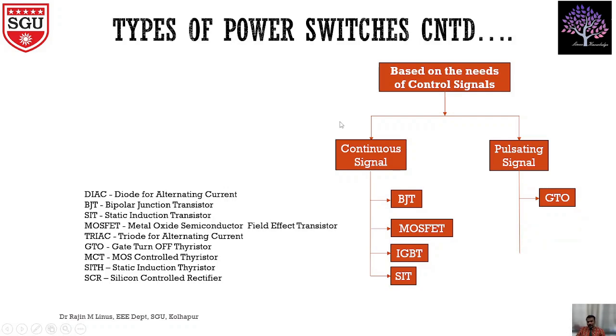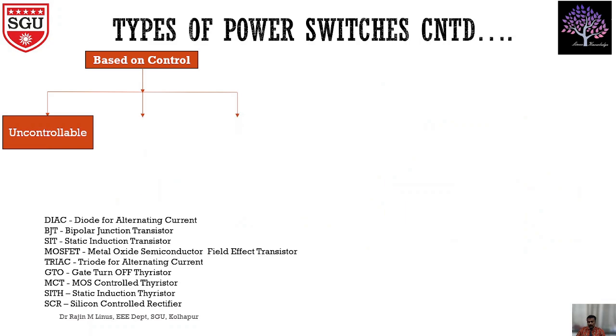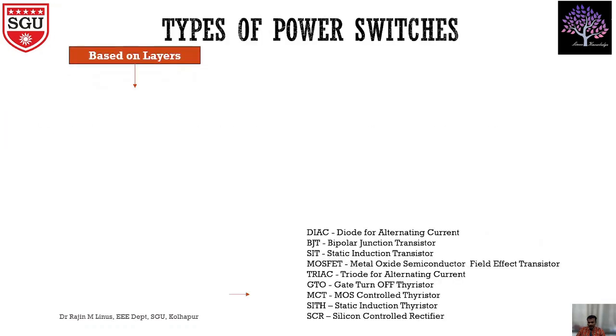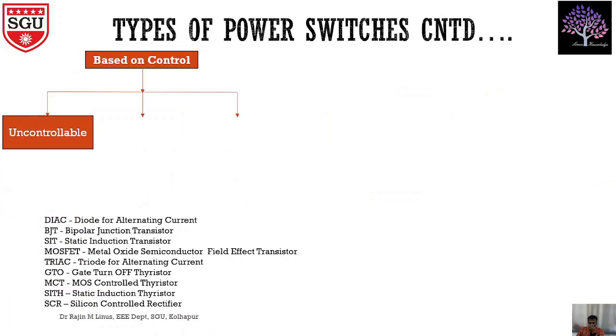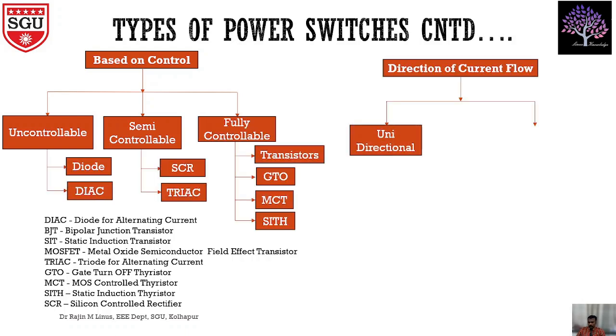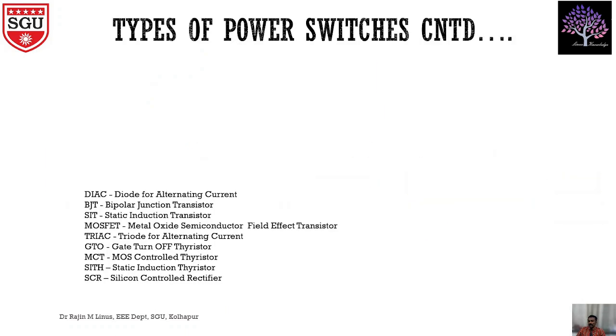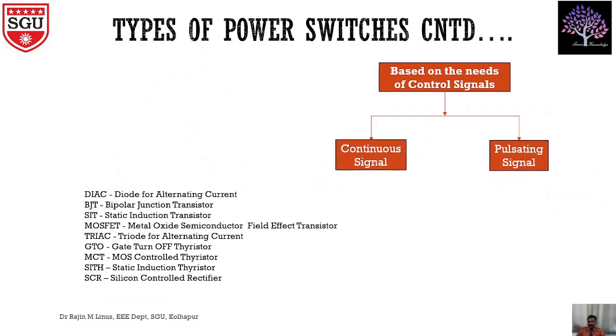So we have learned different types. First one is based on the layers. Then second one will be based on the terminals. Then third one will be based on the control. Fourth one is direction of current flow. Then last one is based on the needs of control signal. Let us do the activity in order to understand the different types of terminals, the position of the terminals and what is the symbol of the terminals. Let us move to the activity.